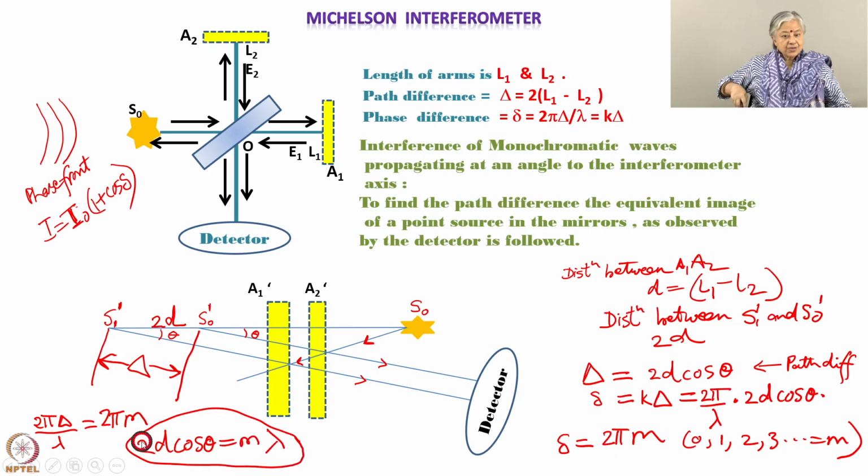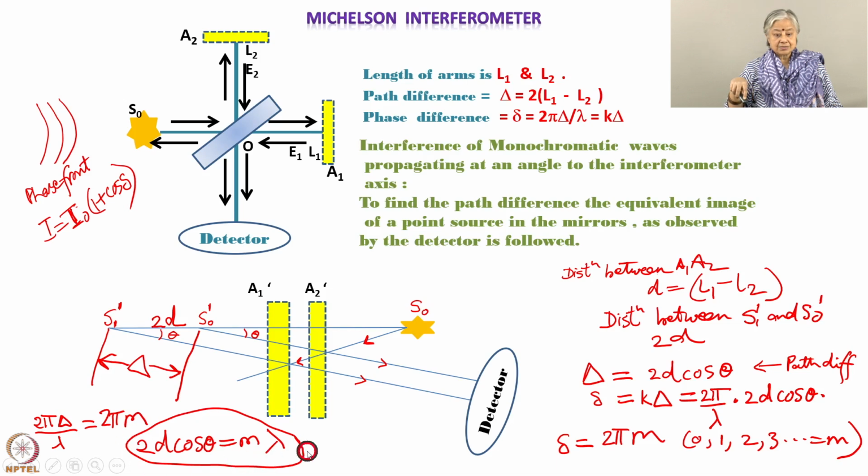Doesn't this look very familiar to you? Try to recollect the lectures on the grating equation. Okay, this looks a lot like the grating equation, and it has similar implications also. So here I have got 2d cos theta is equal to m lambda.